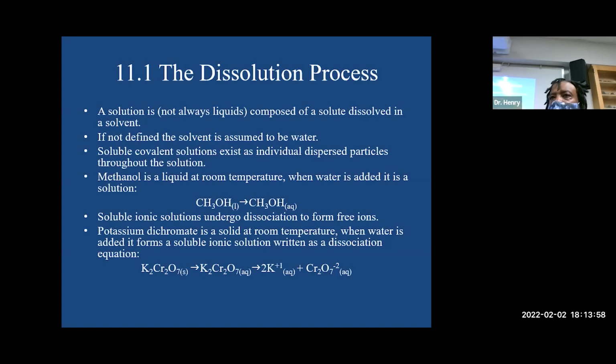Okay, so soluble covalent solutions are going to basically exist by individual dispersion particles throughout the solution. So in other words, you're going to be paying attention to the polarity, whether or not something is going to dissolve nicely, right? Or it's going to be dependent on dispersion forces, whether it dissolves, right? So things that are non-polar are going to be able to dissolve in non-polar solutions, whereas things that are polar, or ionic, are going to be able to dissolve in polar solutions.